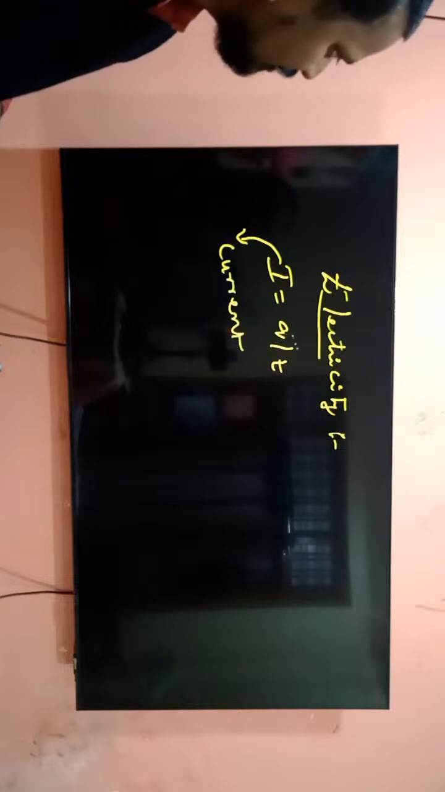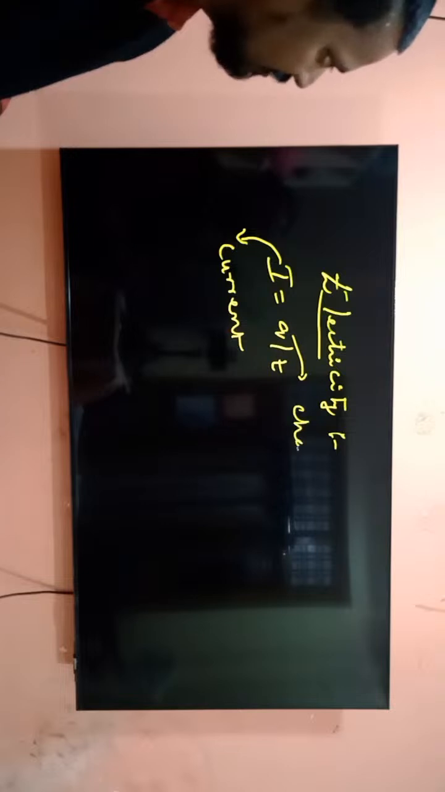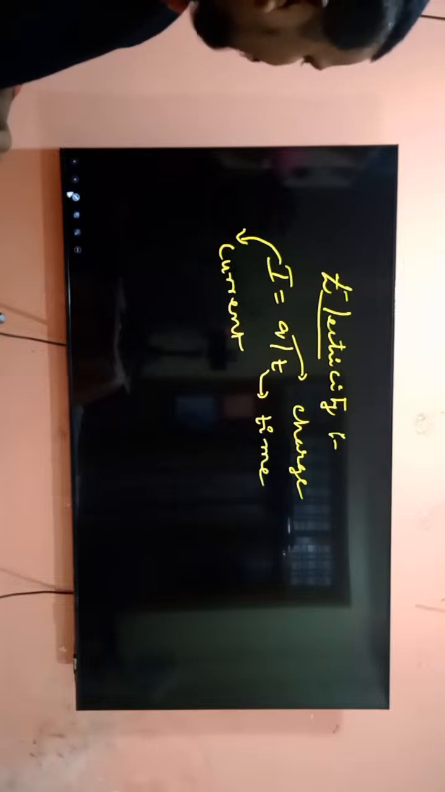So what is electric current? I equal to Q by T. The rate of flow of charge is known as electric current. I equal to Q by T. Here I is the current, Q is the charge, and T is the time. So this is about electric current.